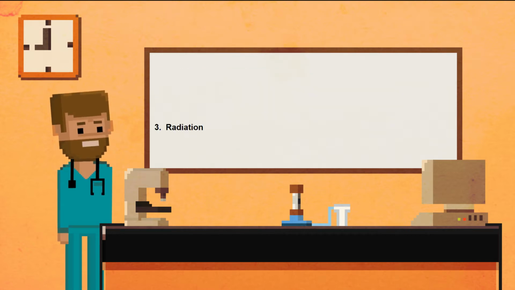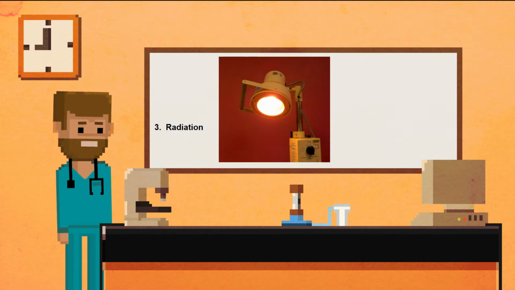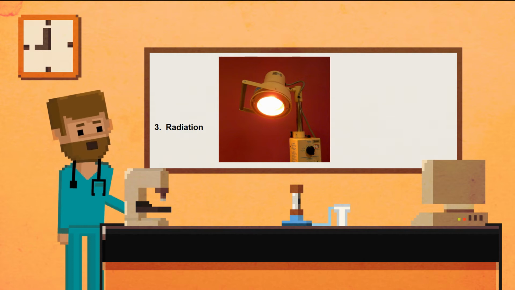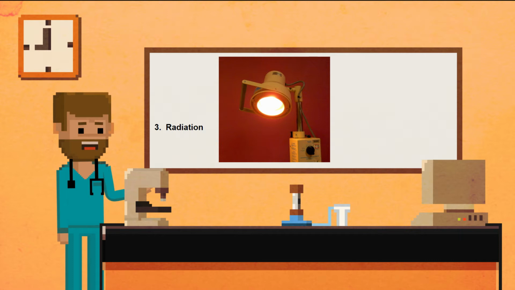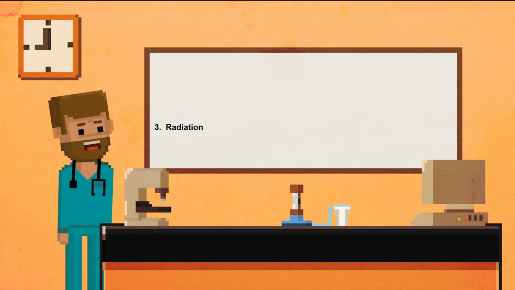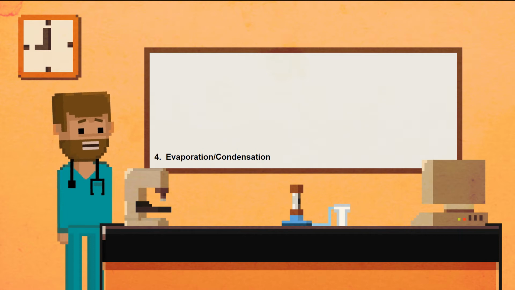Next is radiation. So radiant heat transfer occurs without physical contact. So when you look at the sun warming the earth, or neonates, they use radiant heat warmers to keep babies warm in the hospital. And the radiant heat is mainly in the infrared range, so it's invisible to the human eye. So now let's talk about the last one, evaporation and condensation.